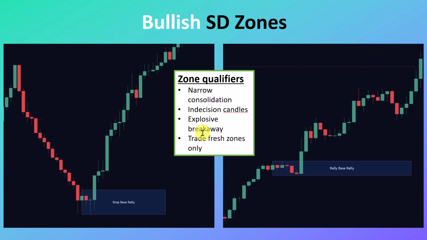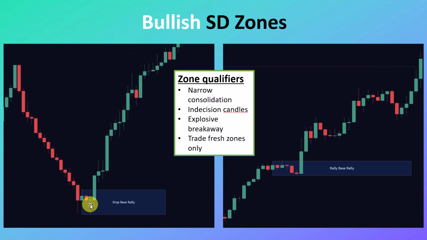But the most important part, and how you find supply and demand zones in the easiest and most efficient way, is that you're looking for explosive breakaways. The moves out of those consolidation areas have to be extremely strong. A rule of thumb that I use in my trading is that you want to see those explosive breakout candles be much larger than the candles you're seeing previously.